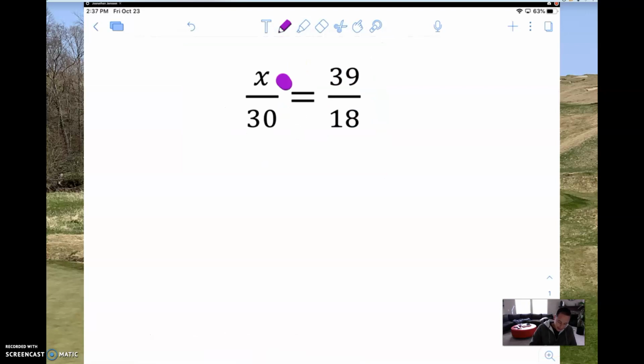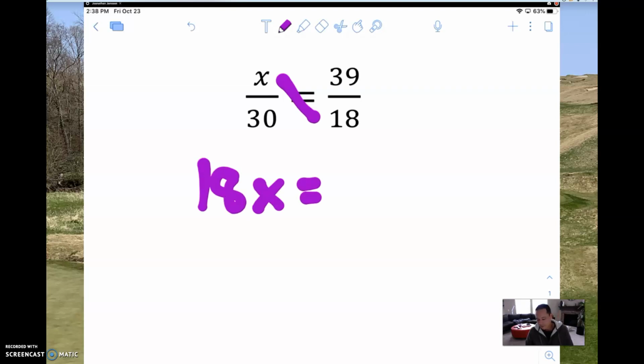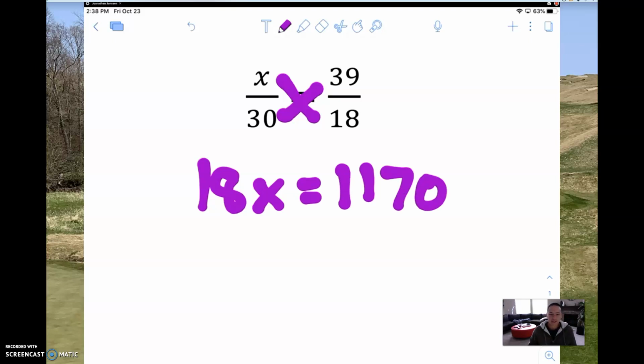If I go across the diagonal this way, x times 18 is just 18x. I'm going to get my calculator ready. Bear with me for a second. All right, now we're going to go across the other way. So it's 30 times 39. I'm not going to show all that work. It's just going to do 30 times 39 on a calculator, and it's going to give me 1,170. So we did x times 18 is just 18x.